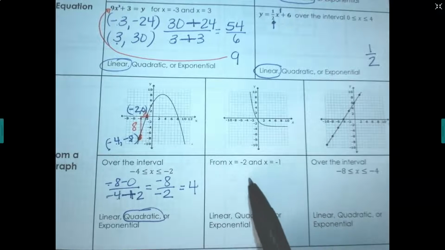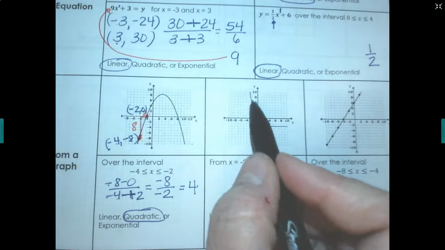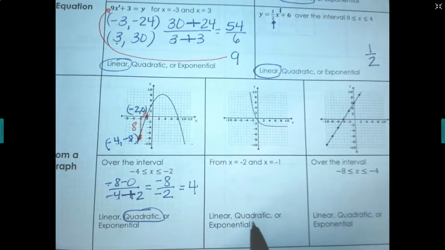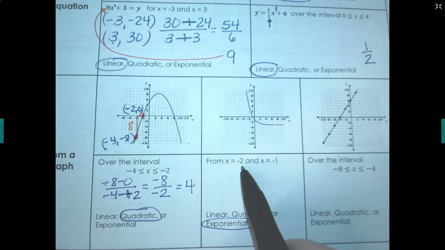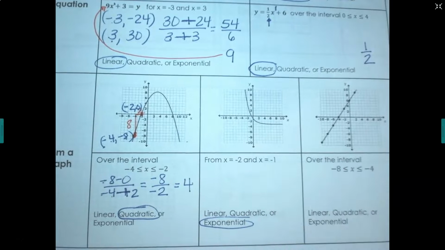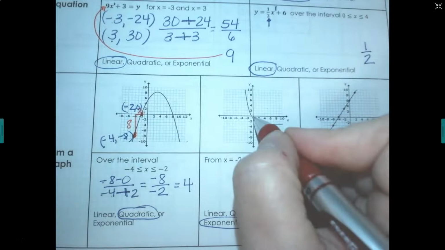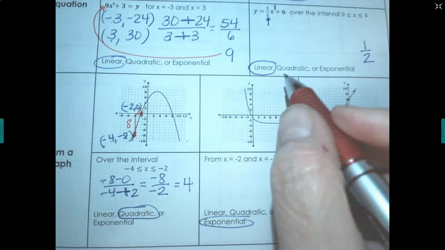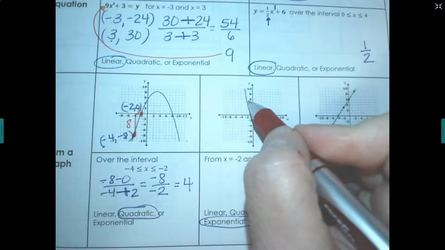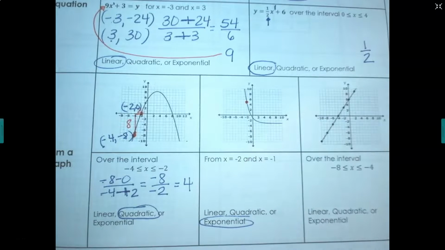We have an exponential function here. This one's a decay. It's dropping as it goes from left to right. So exponential function. And we want to know between the x values -2 and -1. So when x is -2, the y value looks like it's hitting right there at 5.